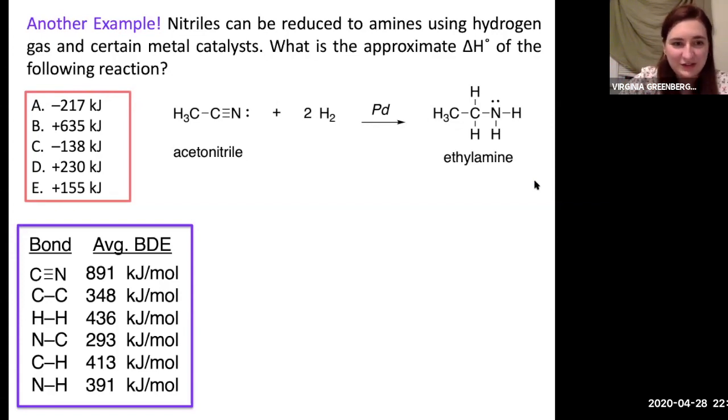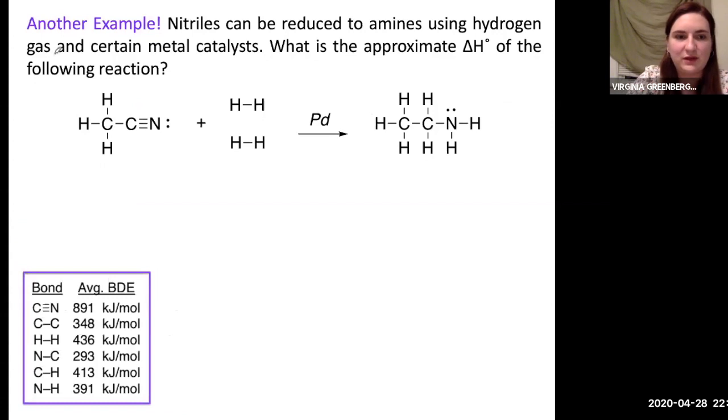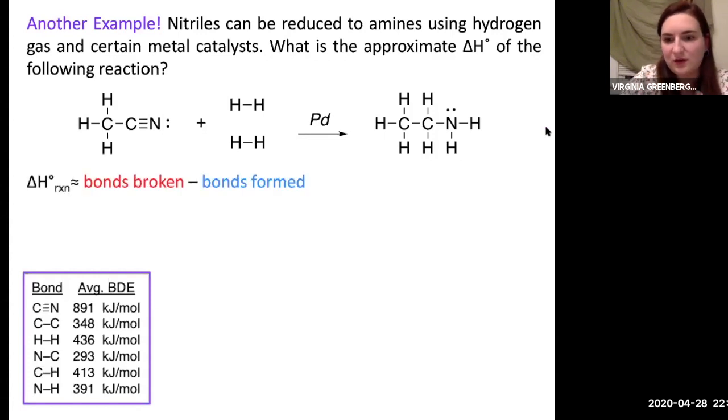Okay, good job. I hope you were all able to get the setup started. It helps that you're given the structures already for this reaction. Let's go ahead and work through it. So we have our acetonitrile and our 2 hydrogens. And now everything is drawn out explicitly. And so we know we're going to use our bonds broken minus bonds formed rule.